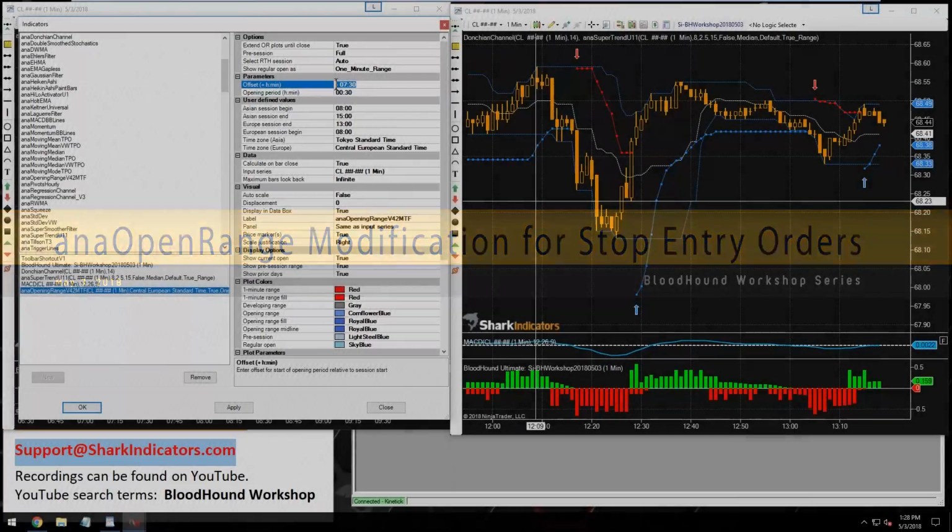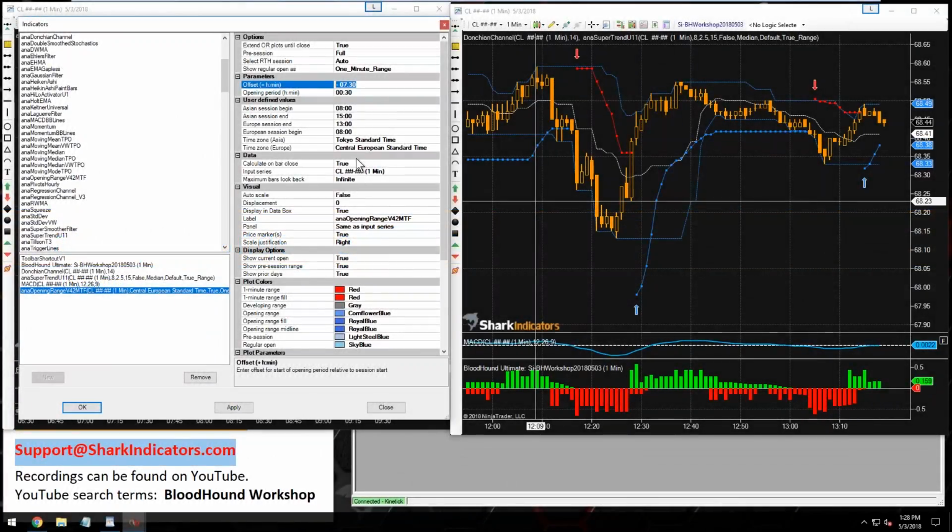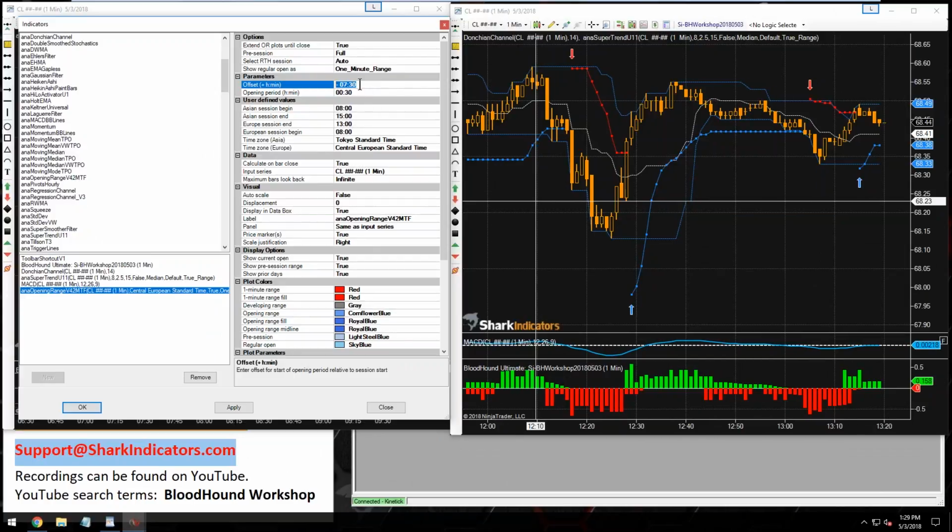Let's get this OpenRange indicator set up. What I found is that you have to set this offset value. You can see this opening range indicator is pretty sophisticated. It's got a lot of options in here, but I think the key one is that you need to know what your UTC offset time is.